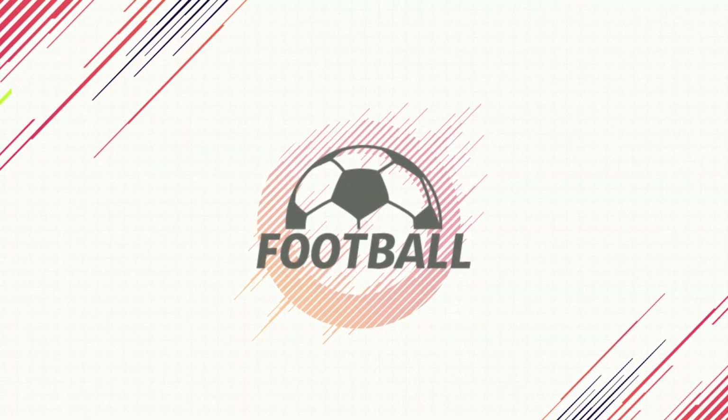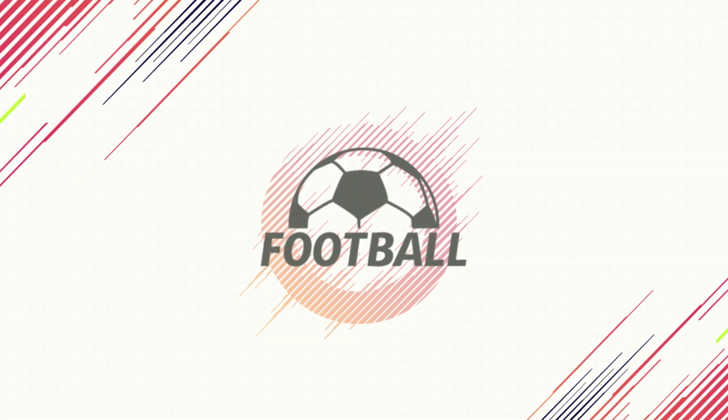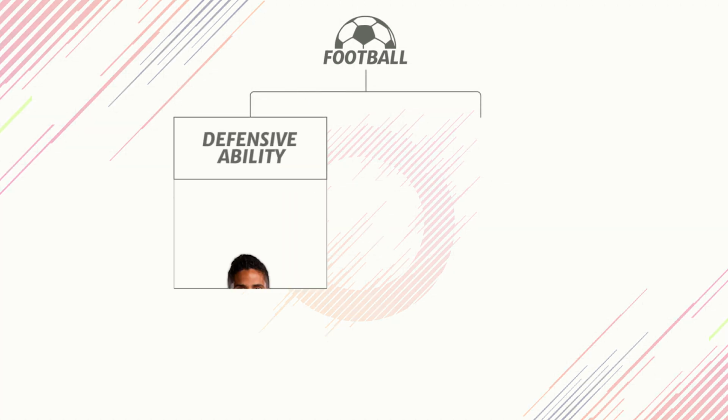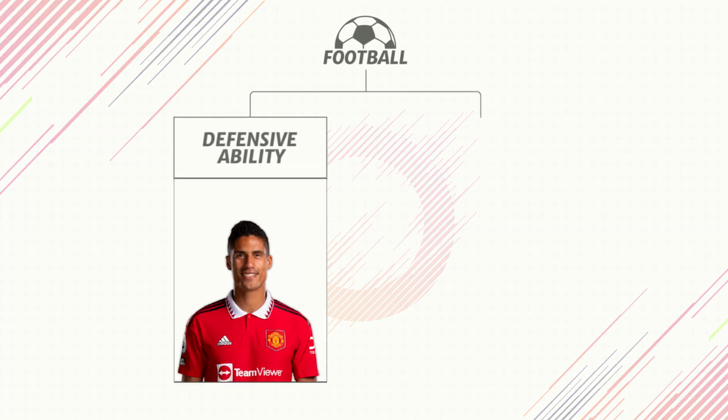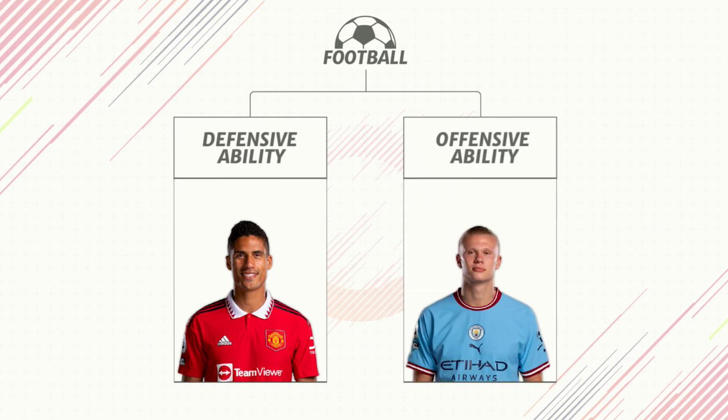To truly understand the ability of a football team, let's use the framework explained earlier, breaking it down into two essential components: their defensive ability, or their capacity to prevent the opposing team from scoring goals, and their offensive prowess, or the ability to score goals themselves.